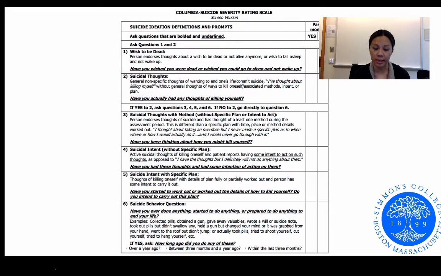So question 3 is, have you been thinking about how you might kill yourself? Question 4 is, have you had these thoughts and had some intention of acting on them? Number 5 is, have you started to work out or worked out the details of how to kill yourself? Do you intend to carry out this plan? And number 6 is, how long ago did you do any of these?